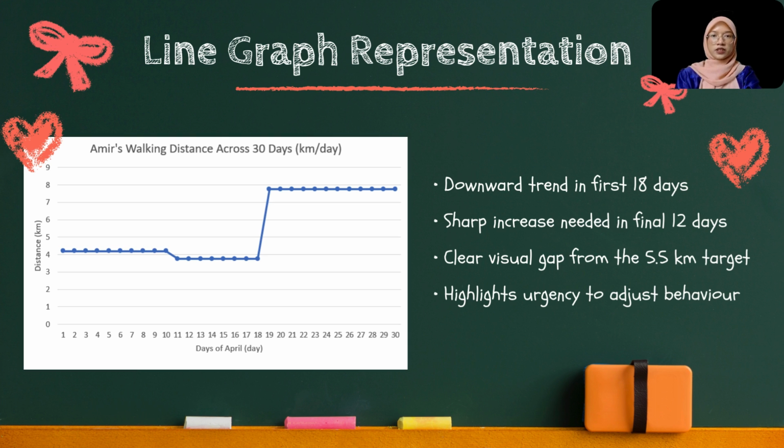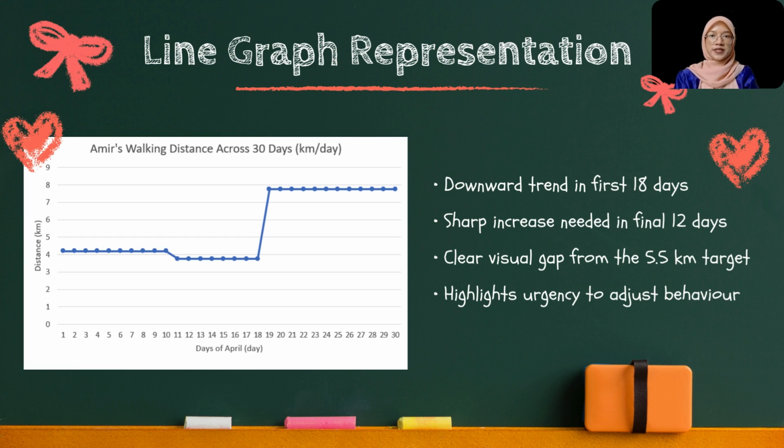To represent those data, I chose line graph as my form of data representation. The line graph shows Amir's walking performance. As you can see on the screen, we can see a downward trend during the first 18 days. And then a sharp increase is needed in the last 12 days. The graph also shows a clear gap between Amir's actual performance and his target of 5.5 kilometers per day.